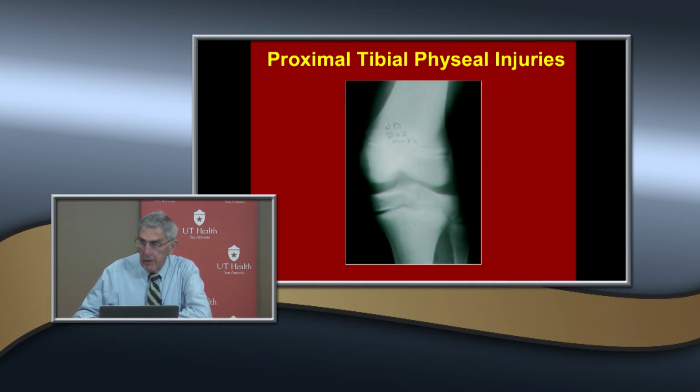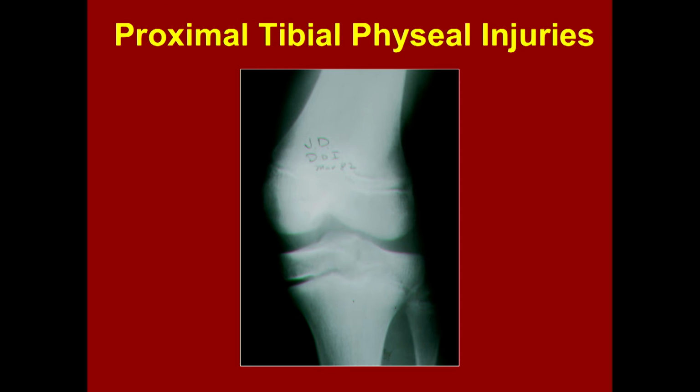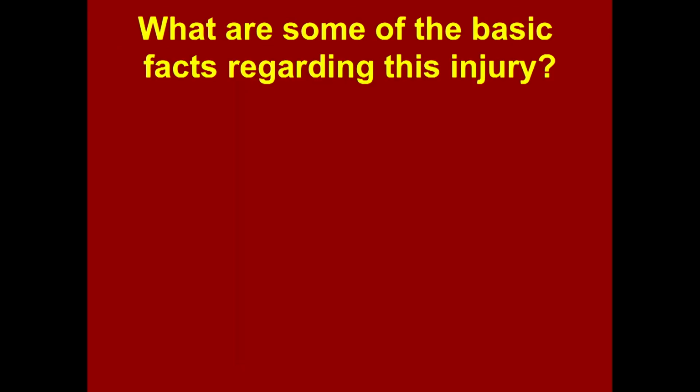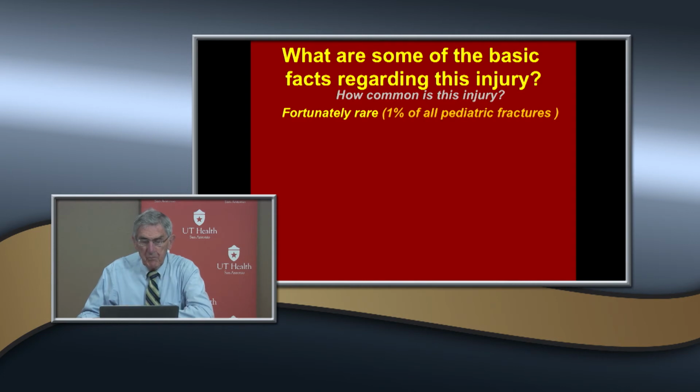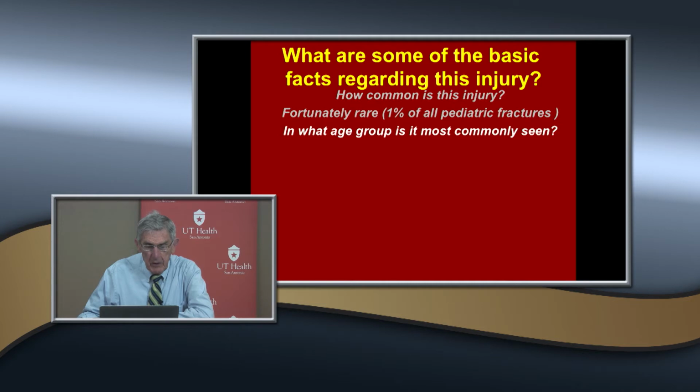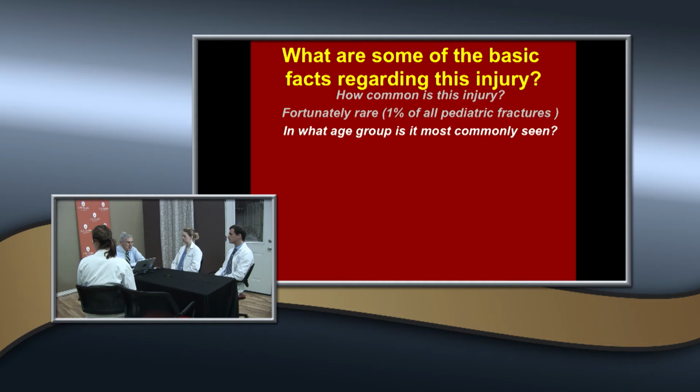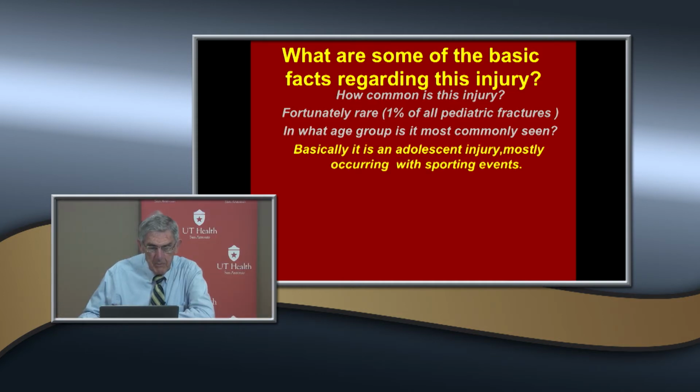Okay, now we'll go down a little bit further to the proximal tibial physis. So the basic facts. How common? When's the last time you saw a proximal tibial physeal injury? Not very often. Very rare. It's only about 1% of all pediatric fractures, which is fortunate. And what age group is it mostly seen in? Adolescents. Yes, it's an adolescent injury mainly because it occurs with sporting injuries.